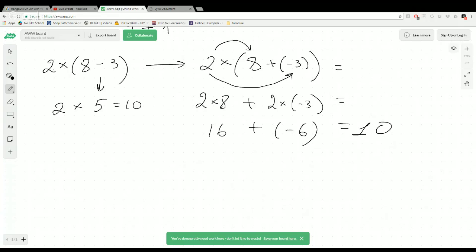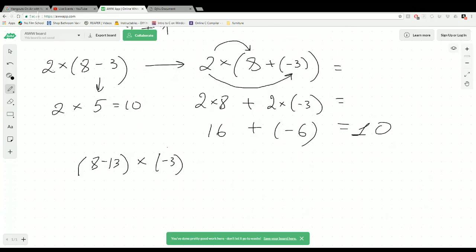All right. Now I'm not going to do too many of these because I actually plan on uploading a picture of all these exercises so you guys can practice. So I'll do one more: 8 minus 13 times negative 3. Now this is the same situation, right? You can do the order of operations and do what's in parentheses first, then do the multiplication.